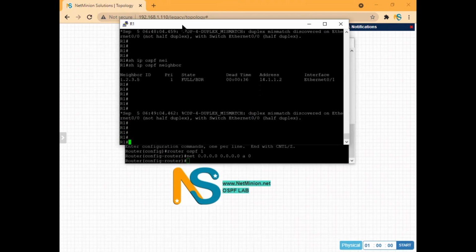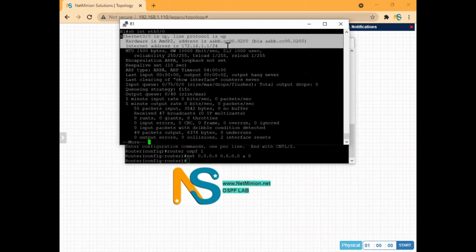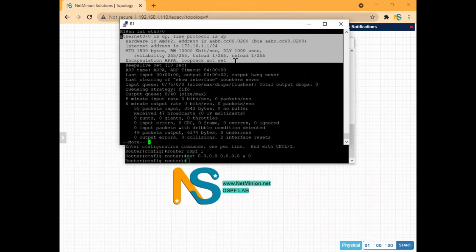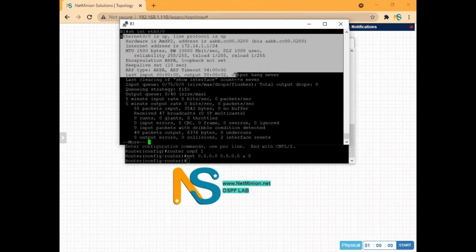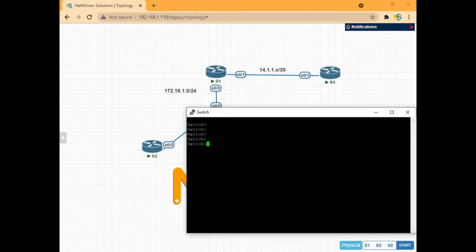And what kind of error is it saying? Ethernet 0/0, half duplex. So the interface is 0/0. Okay, maybe the switch part is throwing the error. Let me go into the switch part.